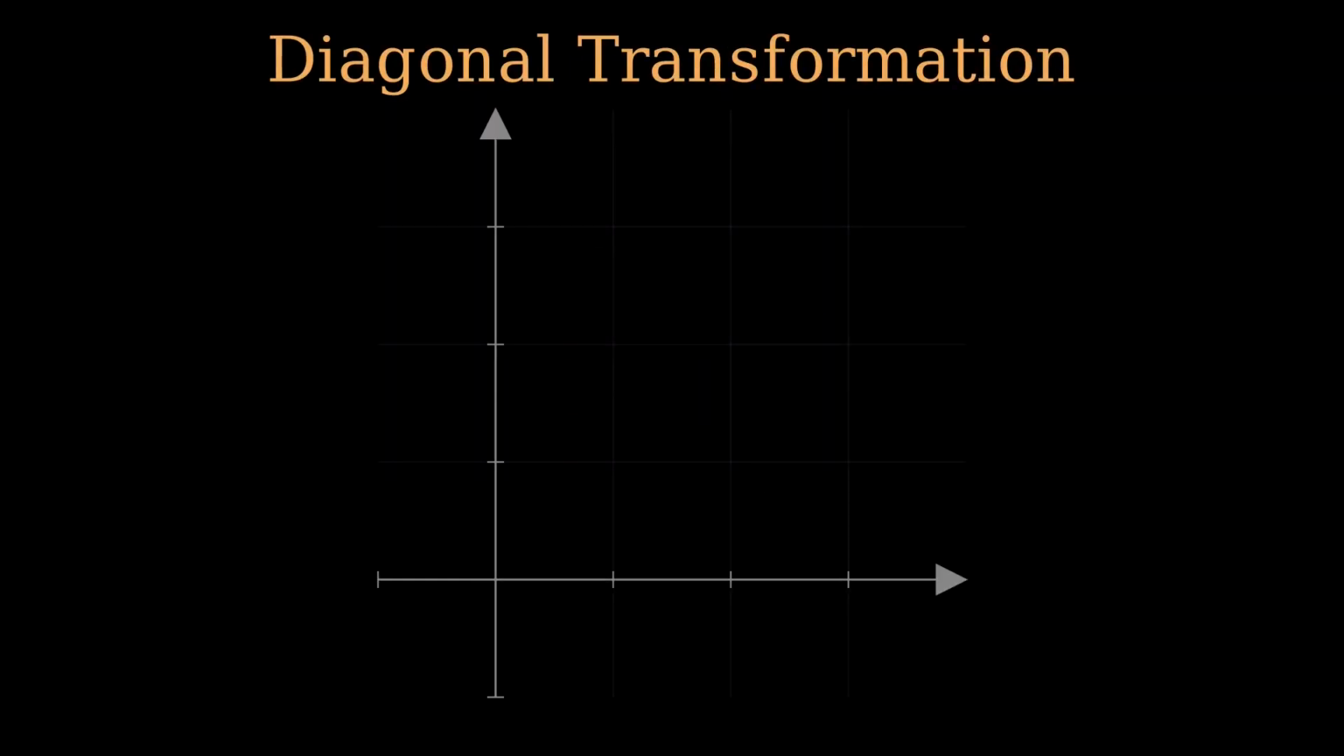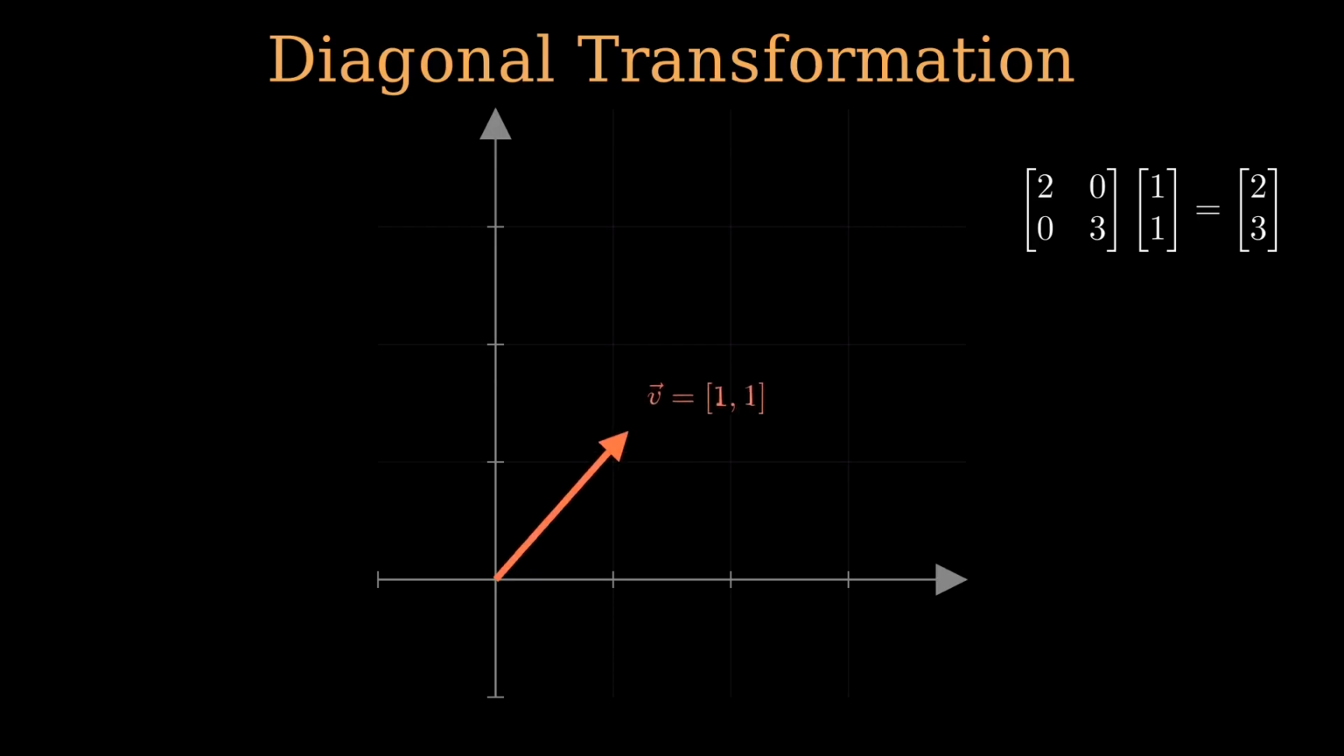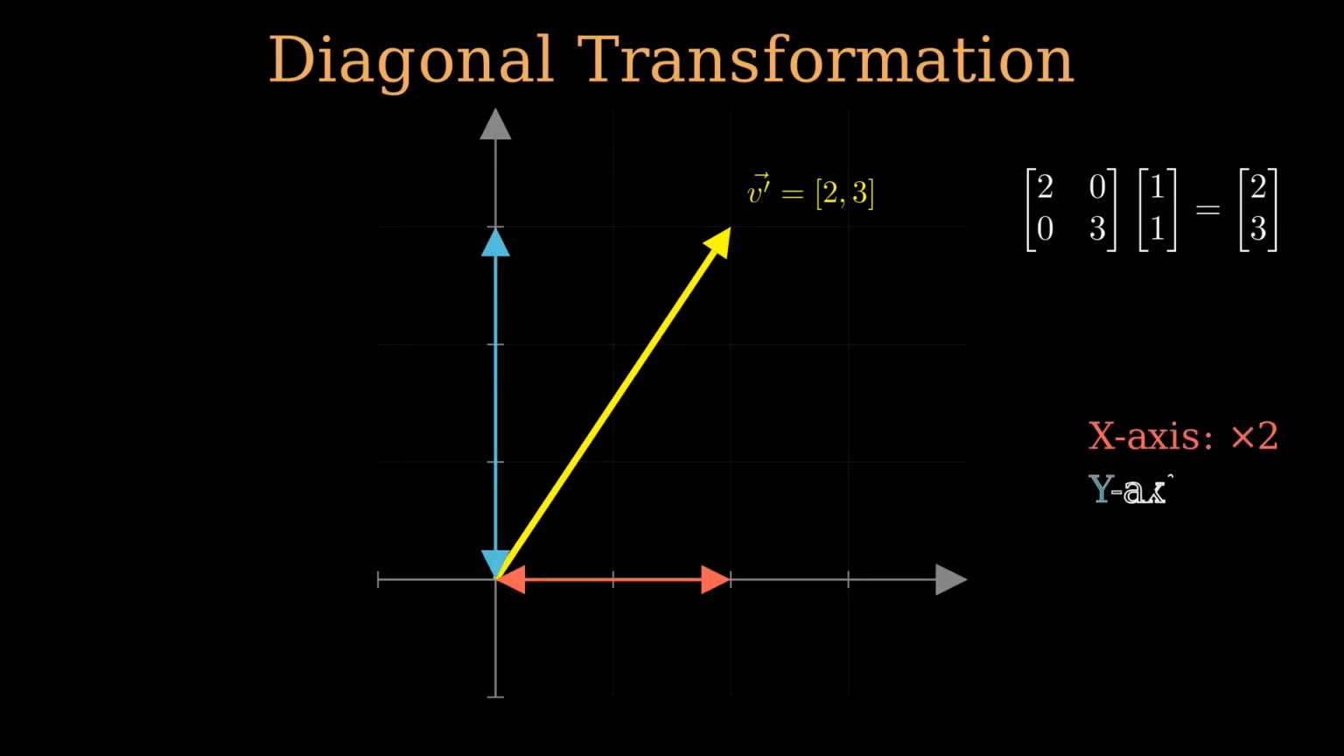Let's see what a diagonal matrix does visually. It scales vectors along the axes. Original vector at position 1, 1. After applying our diagonal matrix, it becomes 2, 3, stretched along each axis. Notice, x-coordinate scaled by 2, y-coordinate scaled by 3.